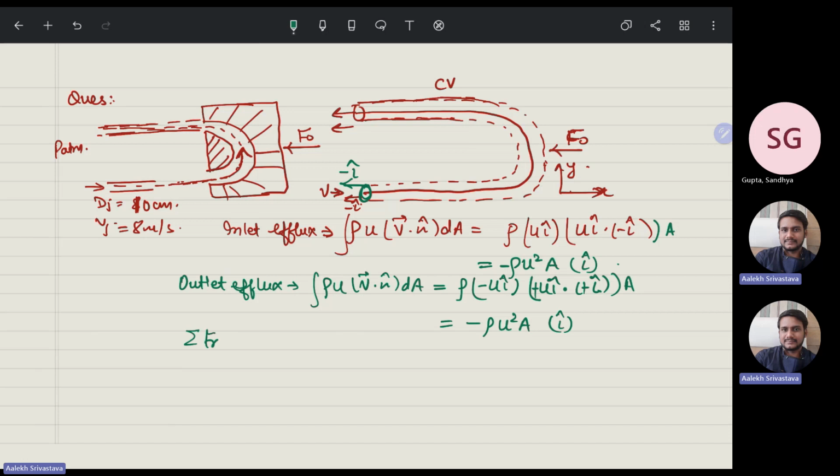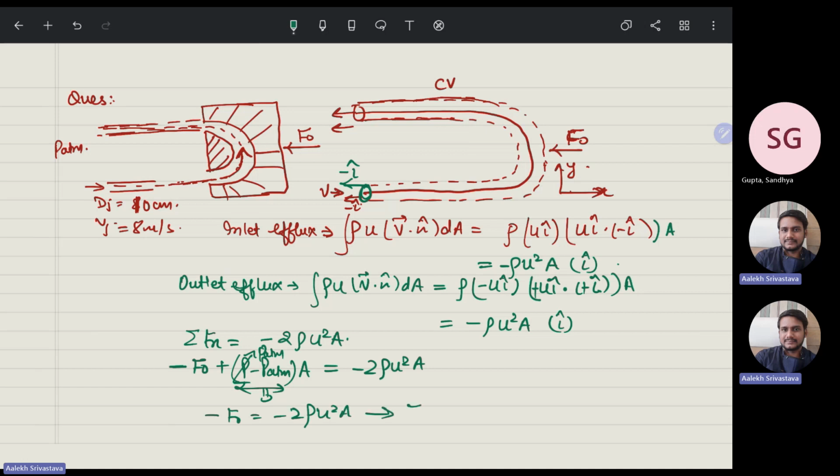Therefore, sigma of Fx is equal to minus 2 rho u square A. Now, this sigma of Fx is equal to minus F0, that is the force acting on the control volume, plus (P minus P atmospheric) into area. So whatever force is acting on the control volume will always be with the gauge pressure, minus 2 rho u square A. So if my pressure is everywhere atmospheric, this term will be P atmospheric and the whole term will go to 0. Therefore, minus F0 is equal to minus 2 rho u square A. This gives F0 is equal to 2 rho u square A.